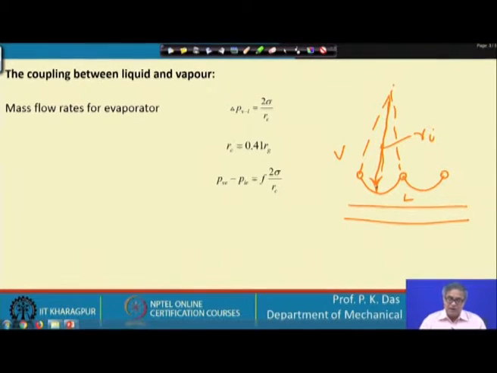The vapor and liquid pressure difference is given by the Young-Laplace equation, and one can derive this equation. So, we get a relationship between the vapor pressure and the liquid pressure. They are related by the surface tension of the liquid and the radius of curvature. How do you get the radius of curvature? One cannot measure it within a heat pipe when it is under operation. So, there is some sort of a relationship.